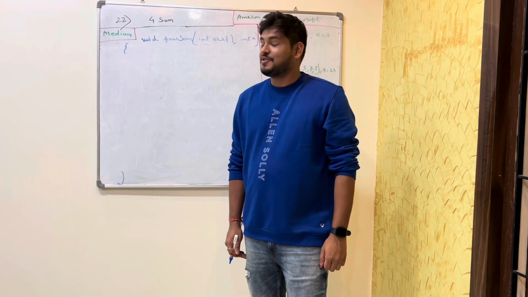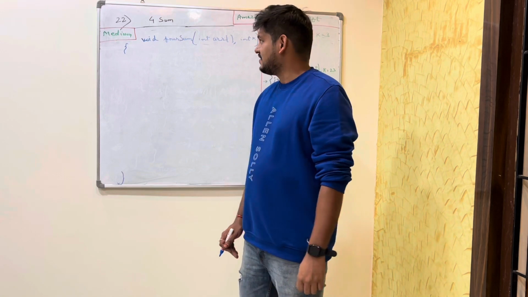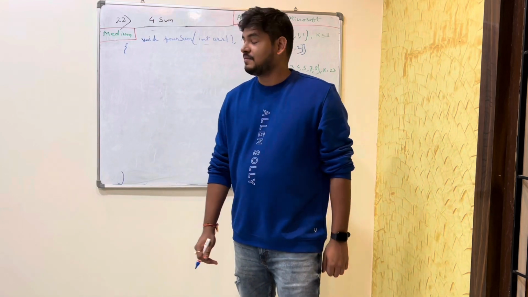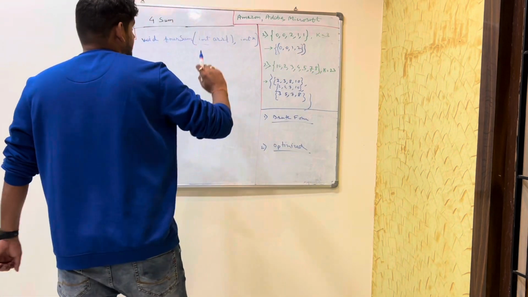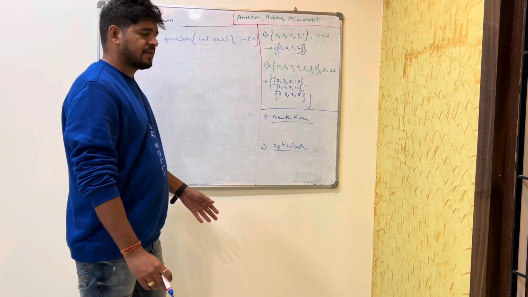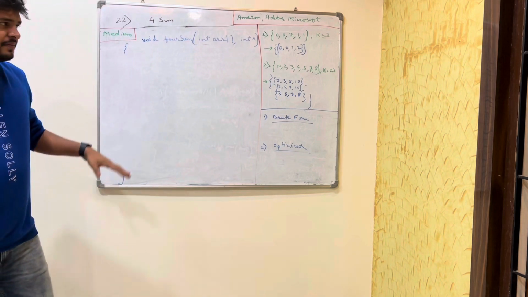Welcome to my channel. Today we are going to solve the 22nd question of the problem solving series, which is based on arrays. So, four sum problem. This question has been asked in multiple companies, as you can see, Amazon, Adobe, Microsoft, and many other companies. And the difficulty level for this question is medium.